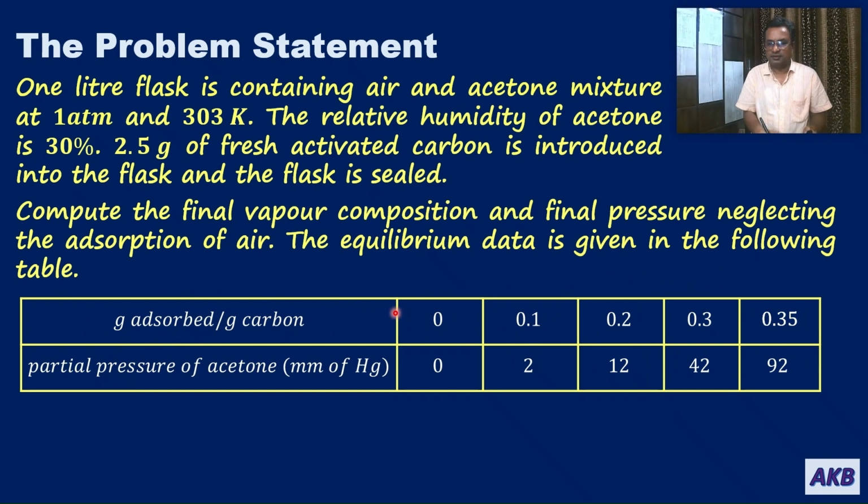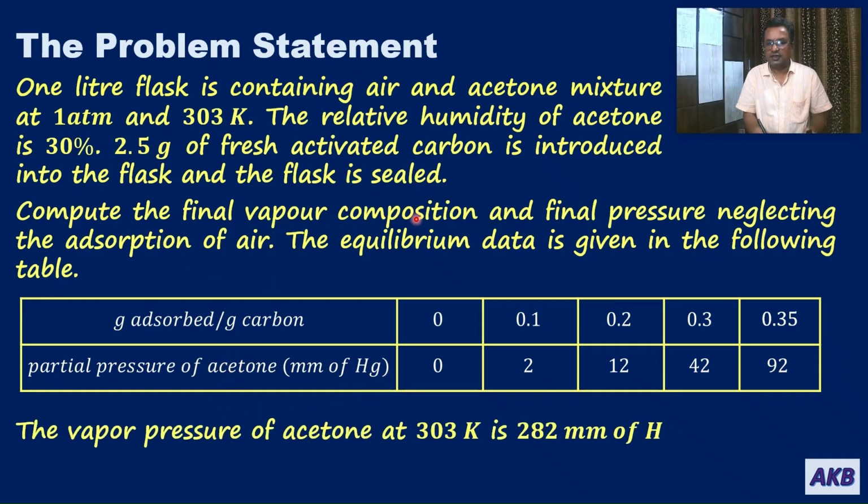So you have the equilibrium data with us. It has different values for gram adsorbed per gram of carbon. All these are equilibrium values, and the corresponding equilibrium partial pressures of acetone, they are provided to us. So based on this, we are supposed to find out the final vapor composition and the final pressure, neglecting the adsorption of air. The vapor pressure of acetone at 303 Kelvin is given to us. It is 282 millimeter of Hg.